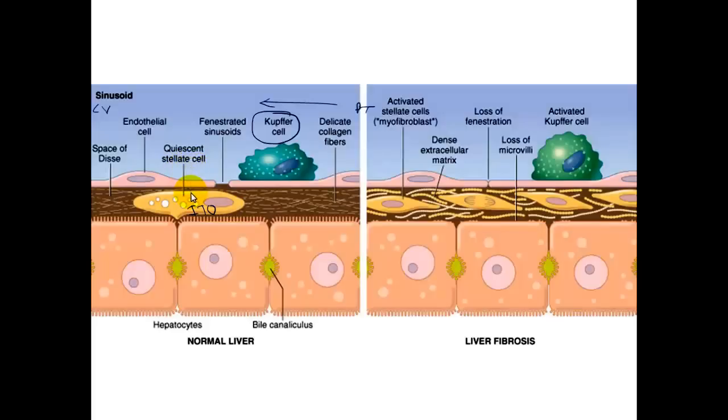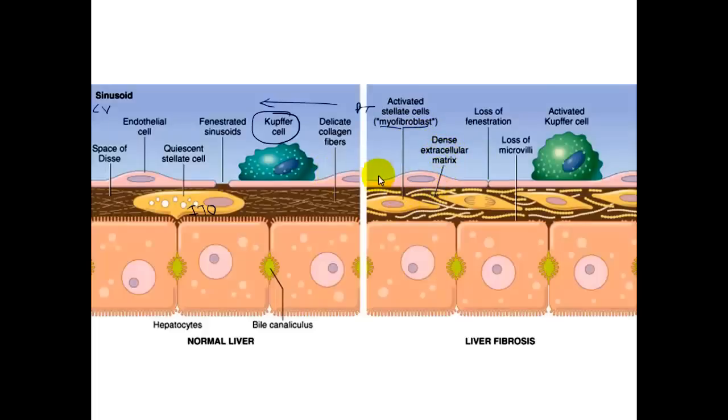Now, when you have liver injury, when you have a liver fibrosis, when it goes towards a cirrhosis, you will see a few changes. The first thing you will see, there is loss of microvilli, right? Can you see that? These microvilli are absent in these hepatocytes. You can see these quiescent stellate cells or Ito cells have become activated, and they lead to formation of a myofibroblast. Plus there is accumulation of dense extracellular matrix.